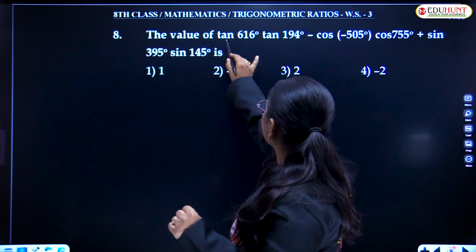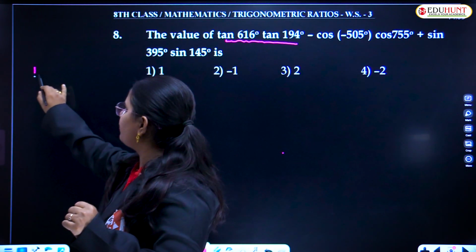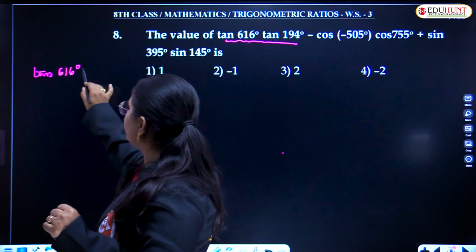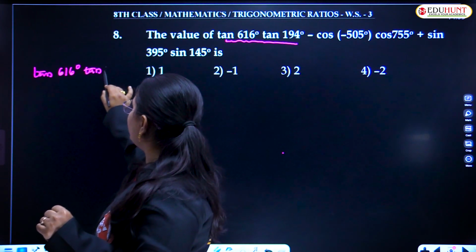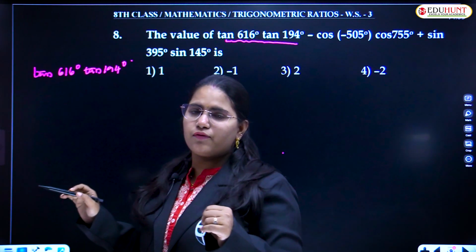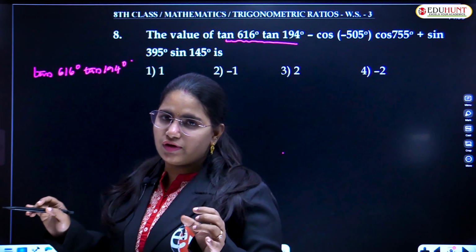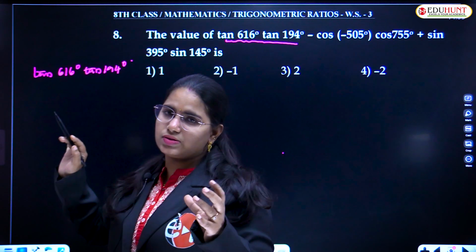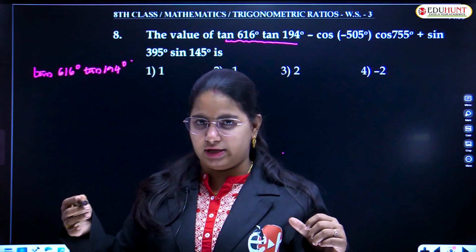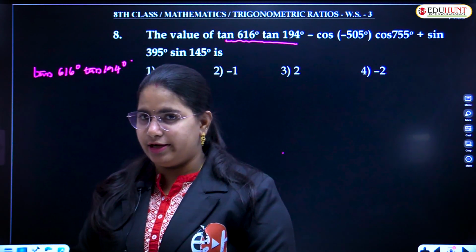So first, let me consider tan 616 degree and tan 194 degree. Am I correct? We will simplify because you are not aware of the values for both these angles. 616 is quite a big angle and 194 is also a big angle. So with the help of allied angles, we can solve this problem, right?